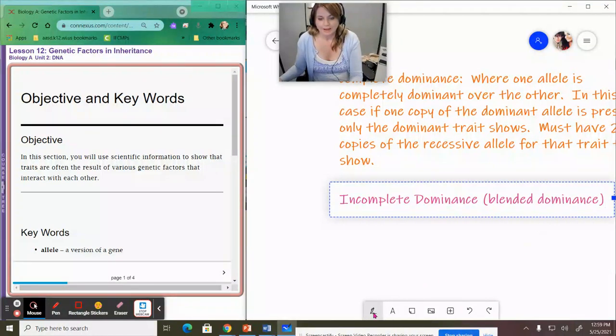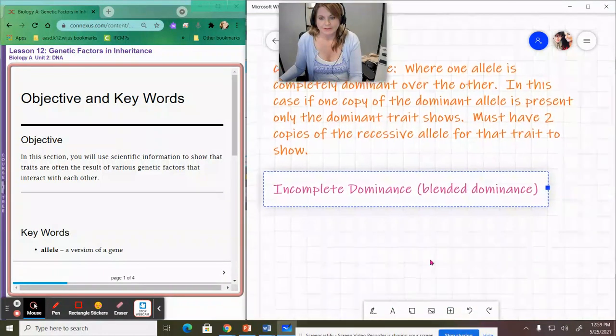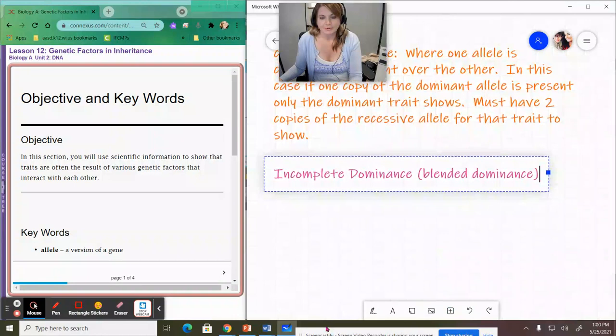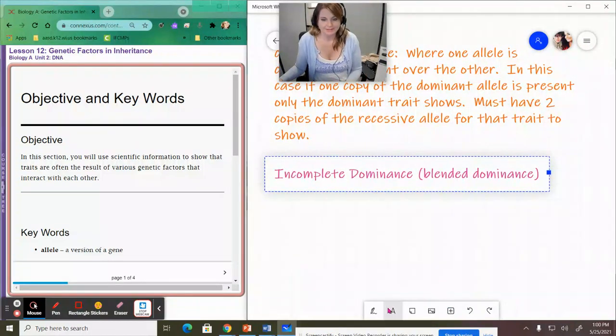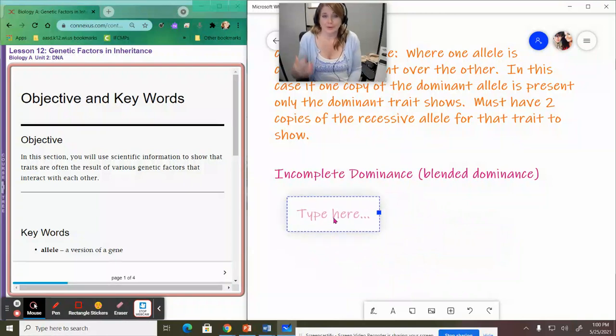The reason why I prefer that term is I feel like it is more descriptive. It actually tells us more about what's going on than the word incomplete dominance. I prefer to have very descriptive words. I feel like that's a way to lose a lot of ambiguity. I want to be very, very clear. So think about blending colors, right?